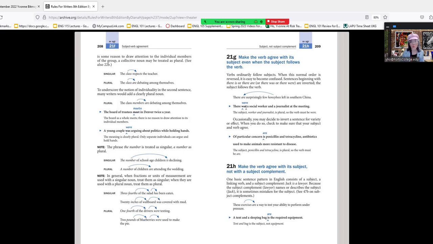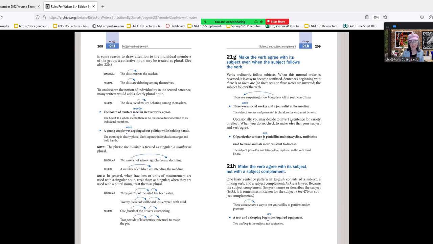There was, or there were, a social worker and a journalist at the meeting. And so here you have two subjects. You have a social worker and a journalist, both. So here you have a compound subject. So a plural subject then takes the plural verb "were." There were a social worker and a journalist at the meeting. The subject, worker and journalist, is plural, so the verb must be "were."